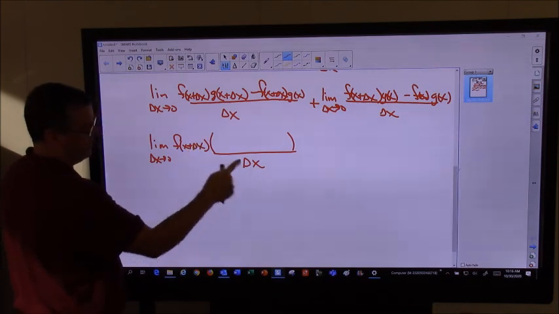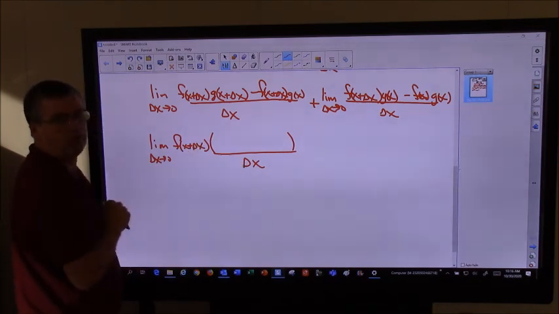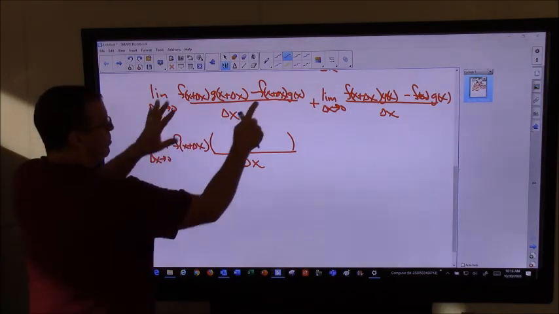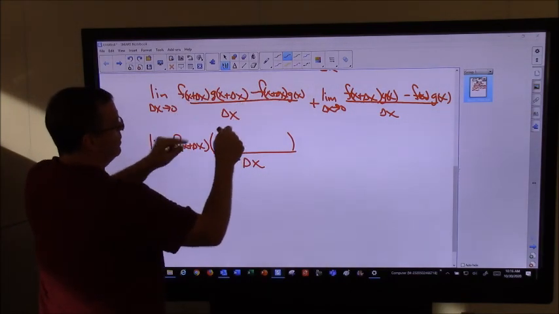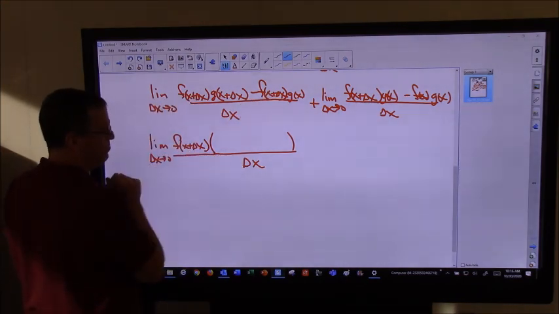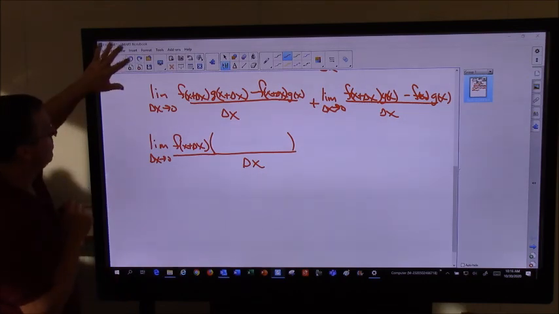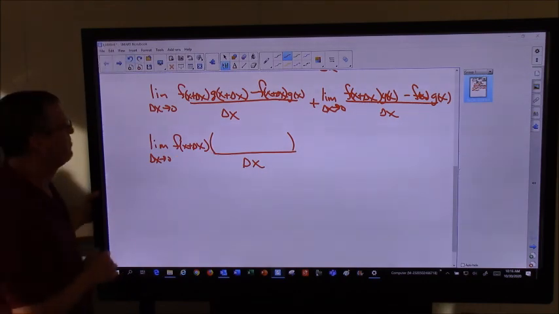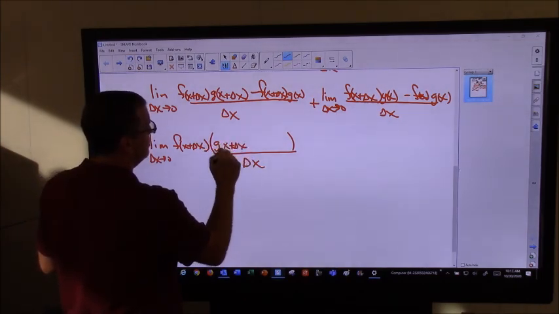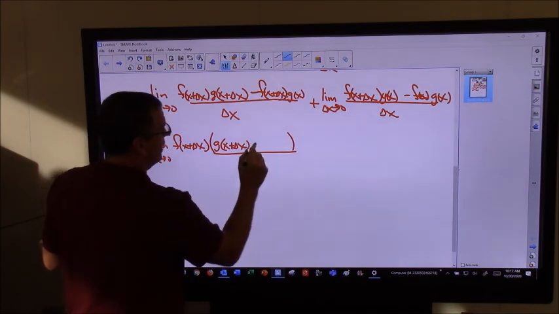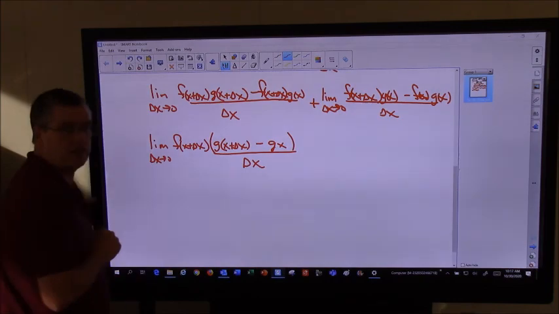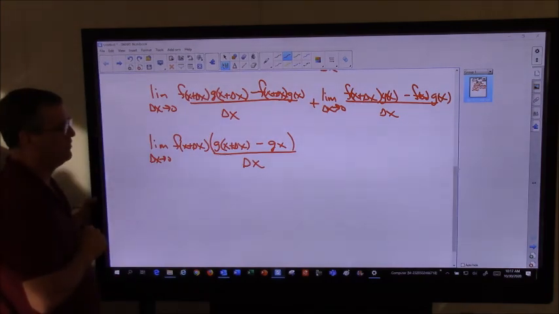Since I'm multiplying, it's not really a common denominator for both. Common denominators happen when you add or subtract. I'm not breaking this down into two separate fractions, I'm just factoring an f of x plus delta x out. You can extend the fraction bar all the way over if you want, but I'm not going to do that because I'm trying to see something here. So what I'm left with is g of x plus delta x minus g of x. So I think we should see something there that looks a little bit familiar.